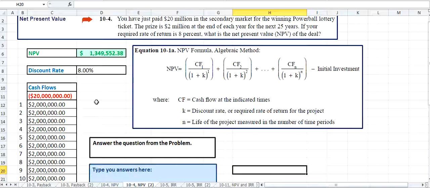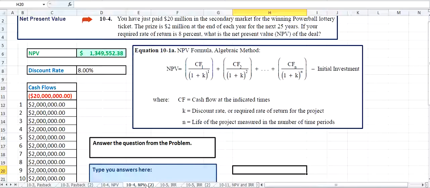Anyway, we want to understand that because the net present value is positive, and it's positive by a fairly good amount, over $1 million, then our internal rate of return has to be higher than the discount rate or the cost of capital. It has to be higher than 8%. So that we know. We're going to jump back over here and figure out exactly what it is.